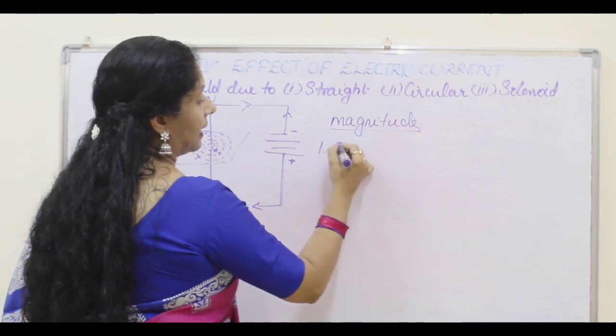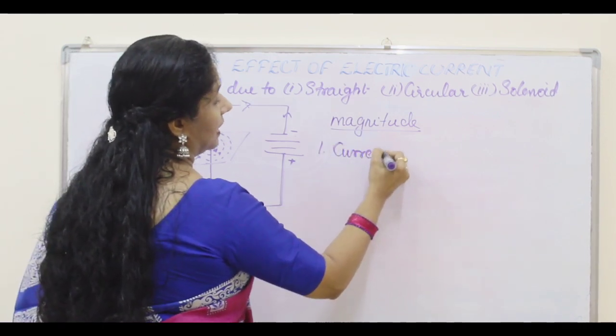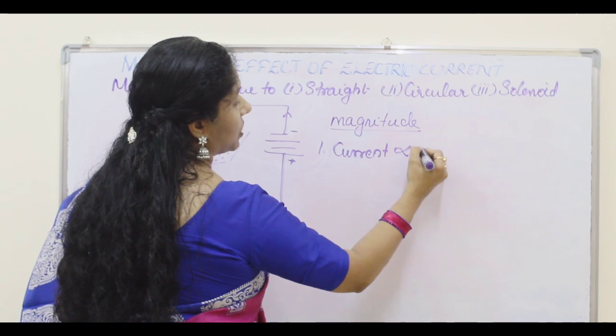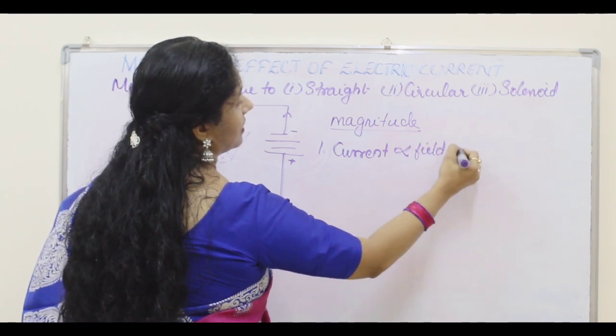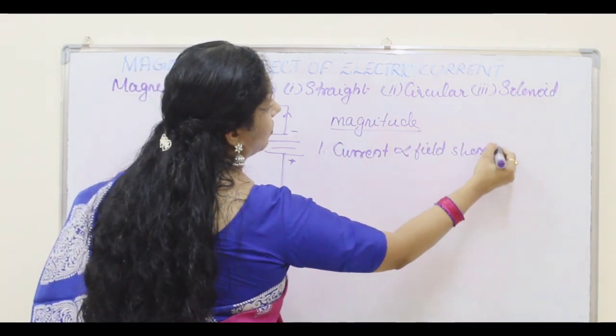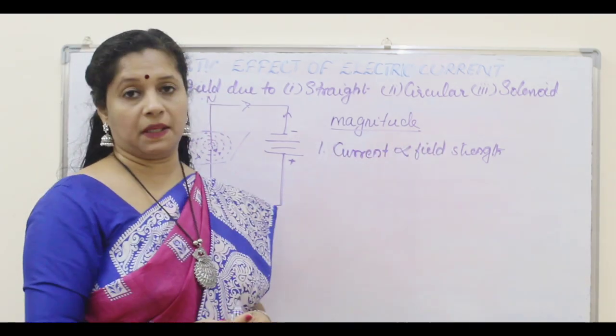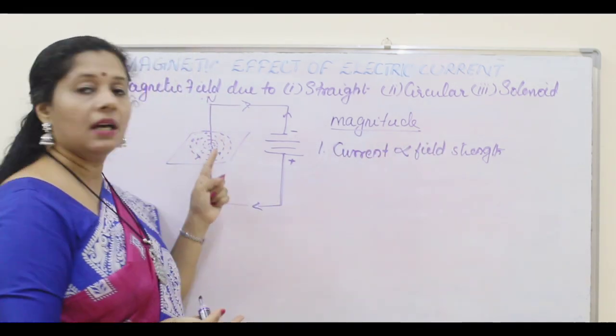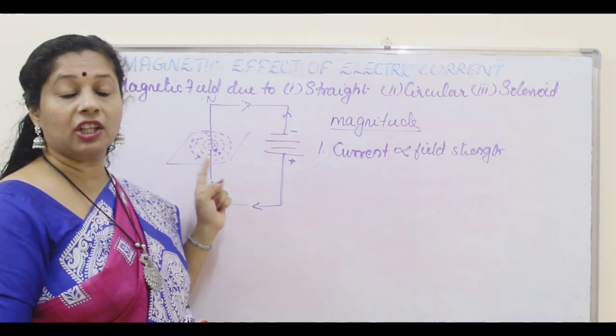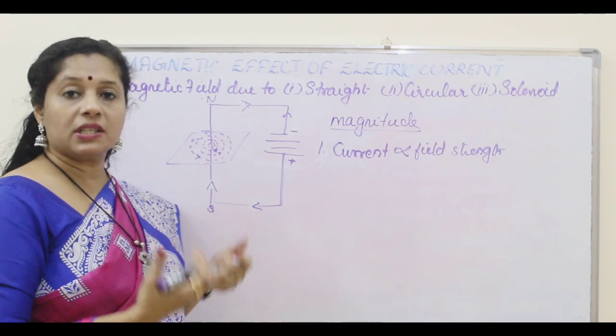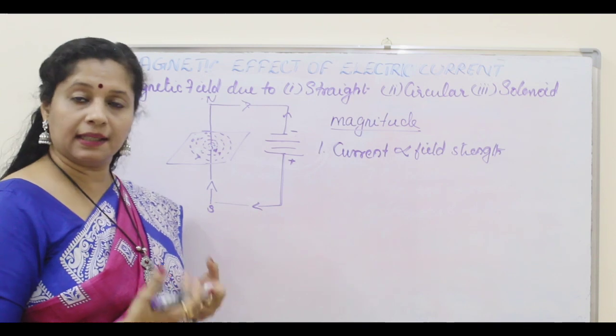One, the current passing through it. That is, it is directly proportional to field strength. So, if more current is passing, then more field can be experienced. So, if I want to increase the magnetic force, or strength of the magnetic field, I have to just increase the current passing through that conductor.